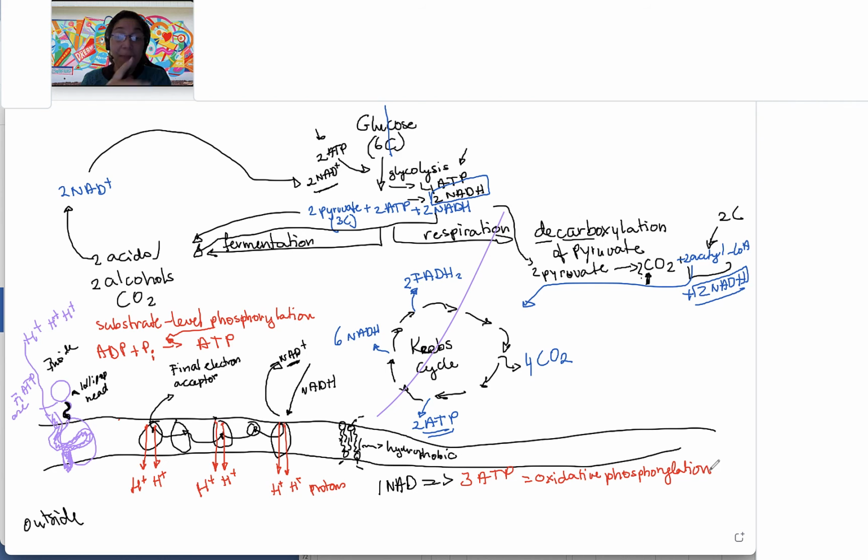Okay. How many NADHs? Actually, I need to put that NADH there. How many NADHs did I make from 1 molecule of glucose in total? How many did I make here? 2. How many did I make here? How many did I make here? So how many did I make in total? 10. How much ATP is that going to give me ultimately?